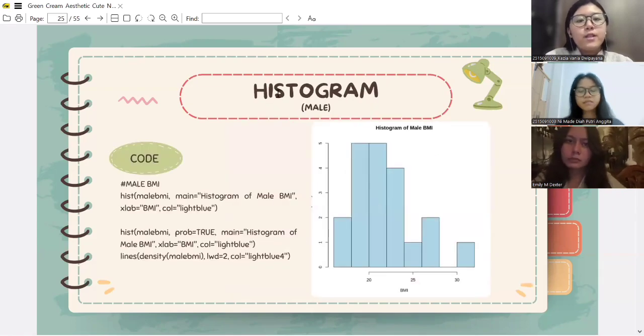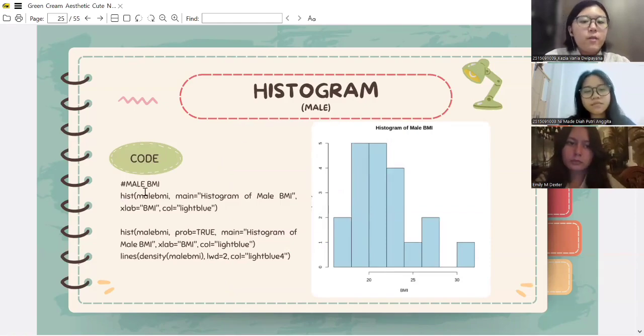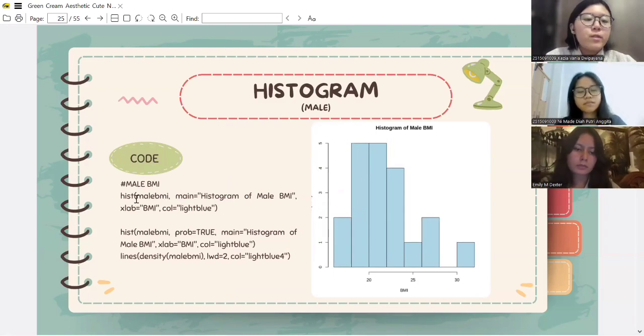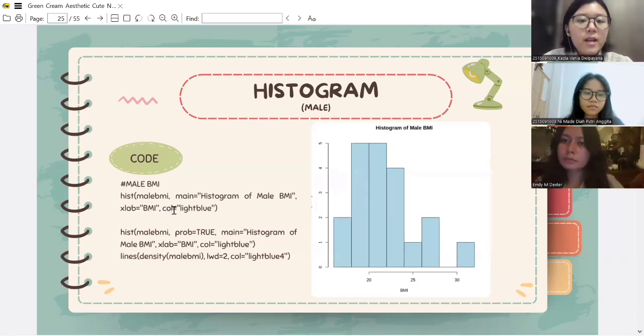We'll move on to the histogram for the male ones. So the hist function in R computes a histogram of the given data values. And in this code, we use the male BMI data. And then we create a main title, which is histogram of male BMI, and assign BMI as the label for the x-axis, then fill the bars in the histogram with the color light blue.